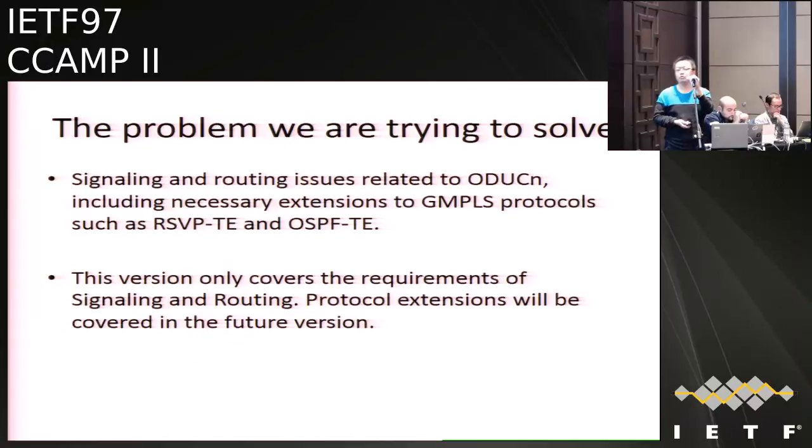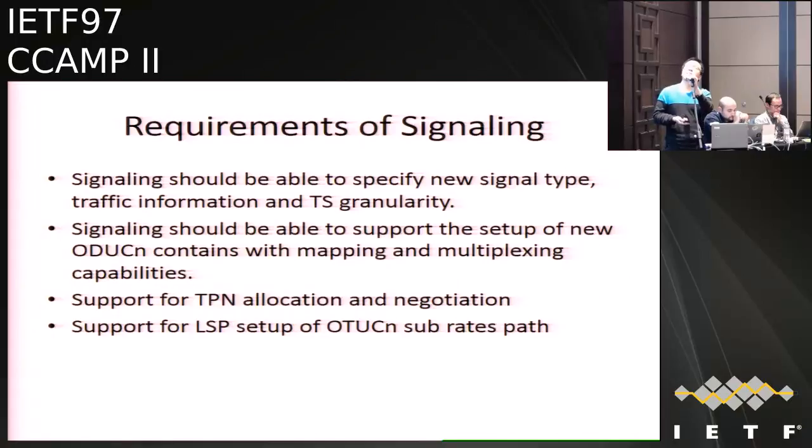The next two pages just give some analysis based on our work, on the requirements of signaling and routing. I think the signaling should be able to specify this new audio signal type and traffic information and the tributary slot granularity. Also, we think we should use the signaling to support the setup of the new audio sync container, with mapping and multiplexing capability defined in G.709.